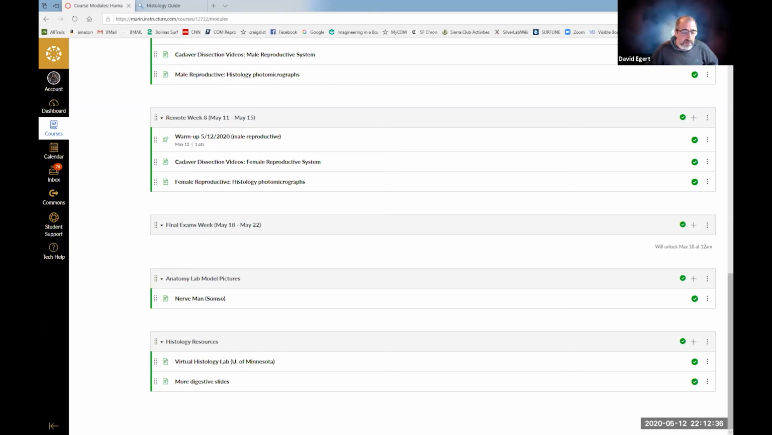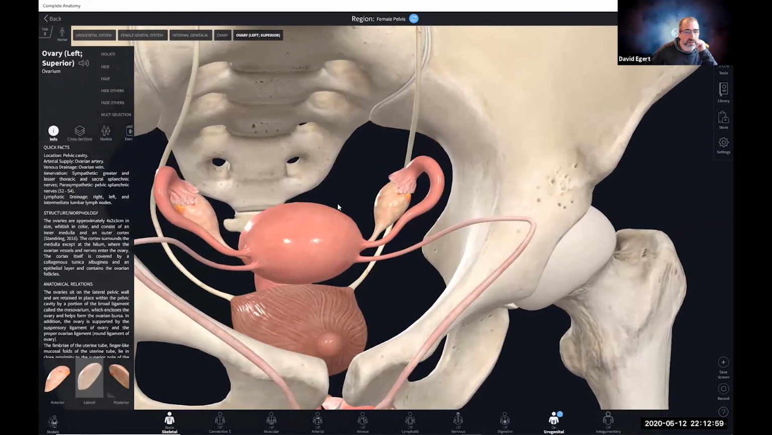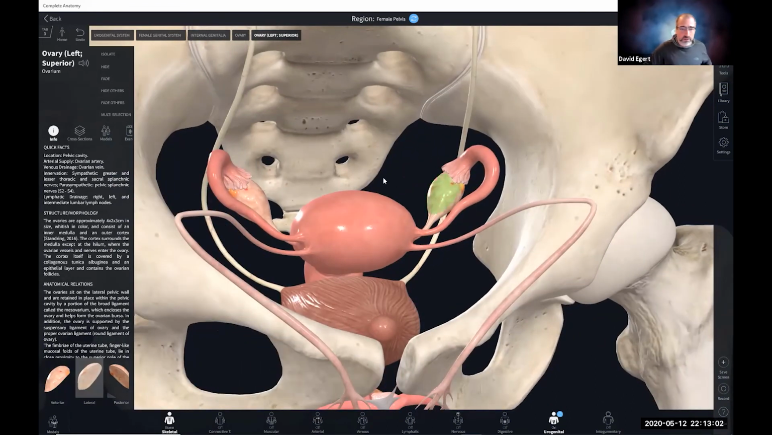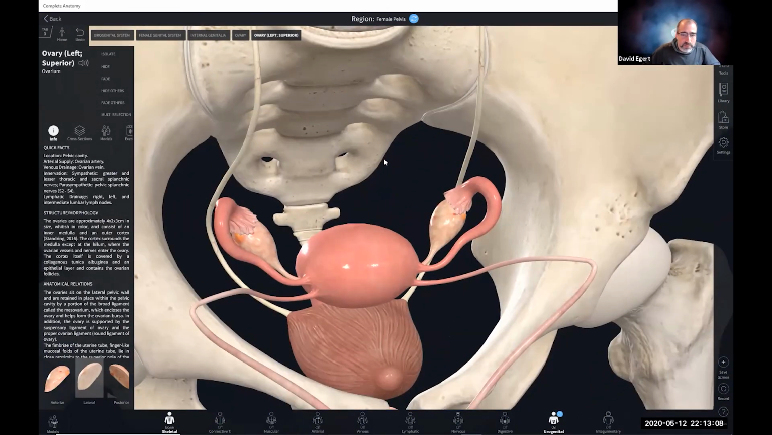All right, I am booting it up. I'm going to share. Maybe if I restore my old session, maybe it works. Yes, woohoo. All right, oh my God, I'm so happy about this.